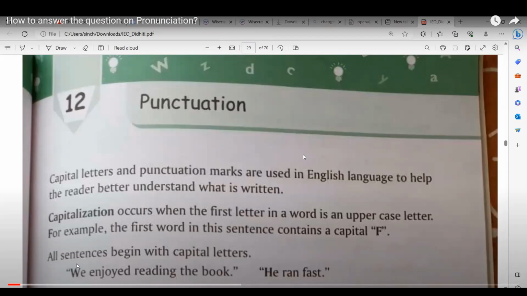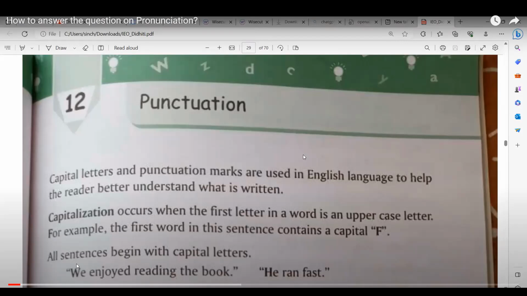Now, Ashmita, can you read the next sentence? All sentences begin with capital letters. We enjoyed reading the book. He ran fast. Very good. So what happened? As I told you all, we use the capital letter at the beginning of the sentence.